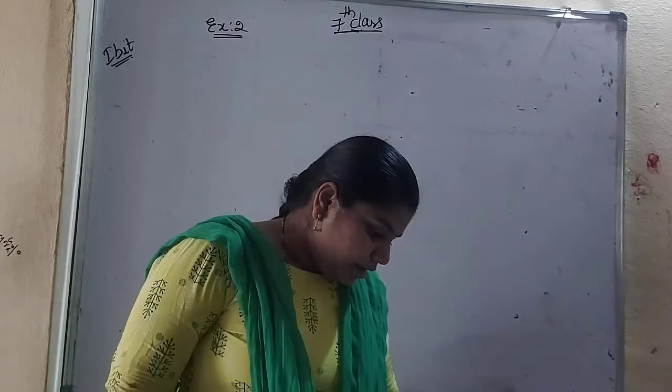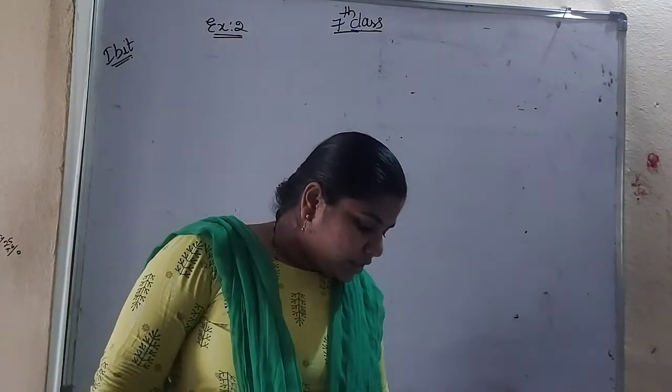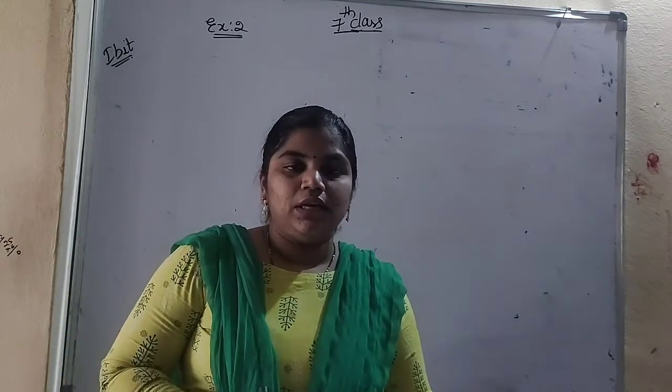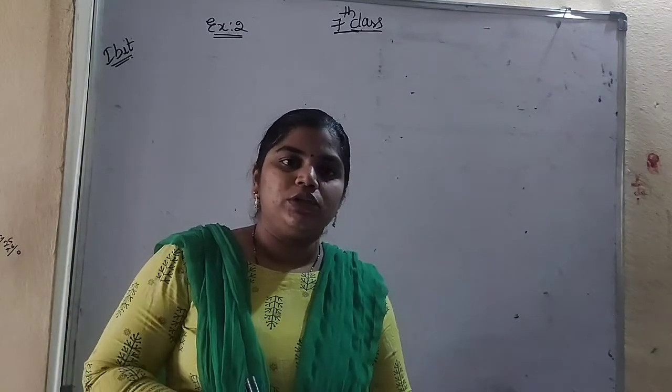First bit, what is that? Which of the following pairs of angles are complement to each other? So what do you mean by complement? Complement is nothing but the sum of two angles should be equal to 90.